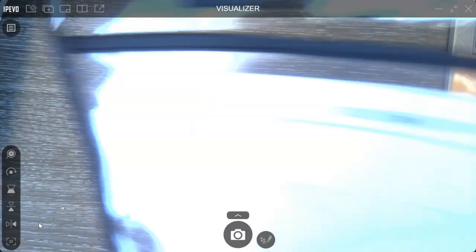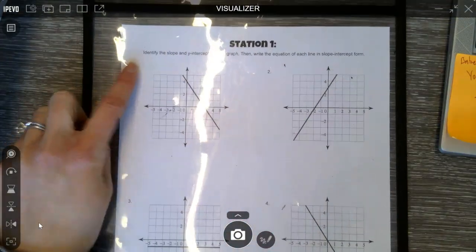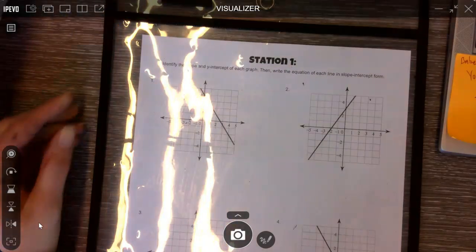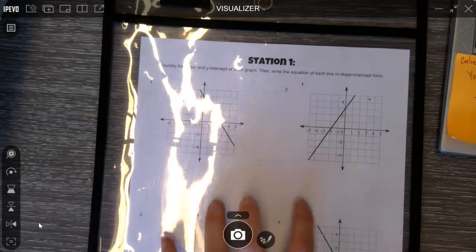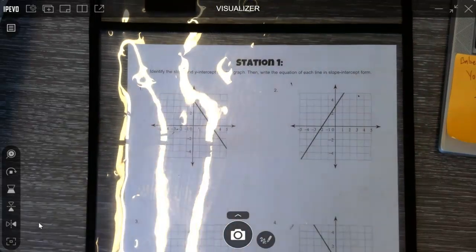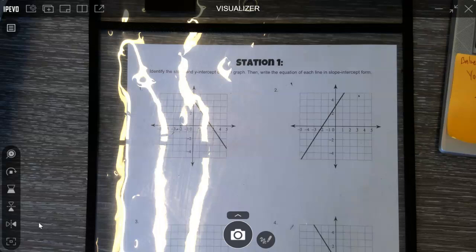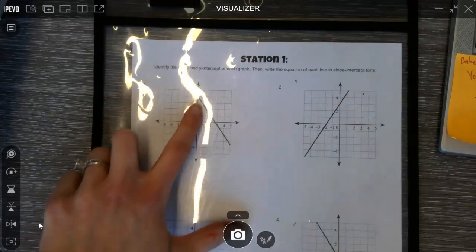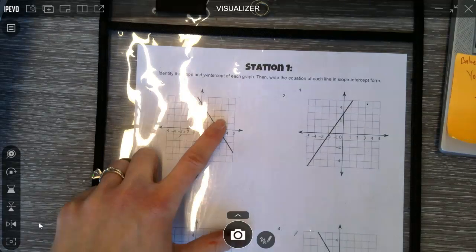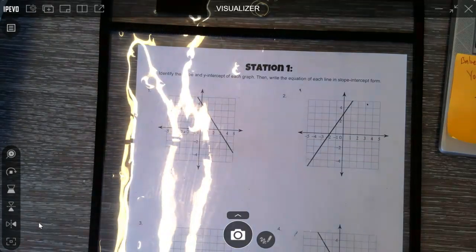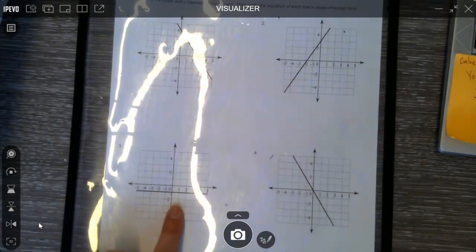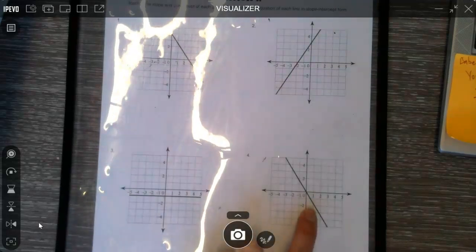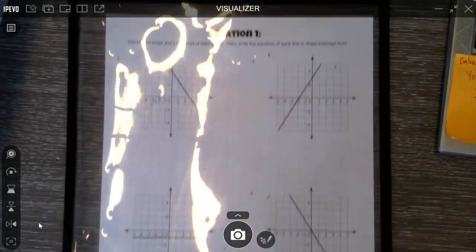So, station 1. Identify the slope. Oh, that's not a great glare. But it says identify the slope and y-intercept of each graph, then write the equation of the line. Super, super simple. What is m? What is b? Write the equation. m is the slope. So make 2 points, 2 nice points on your graph. Connect them, make a slope triangle. Figure out, is it positive? Is it negative? Right now I can look and see negative, positive, 0, negative. So I should know what type of number is going before x.